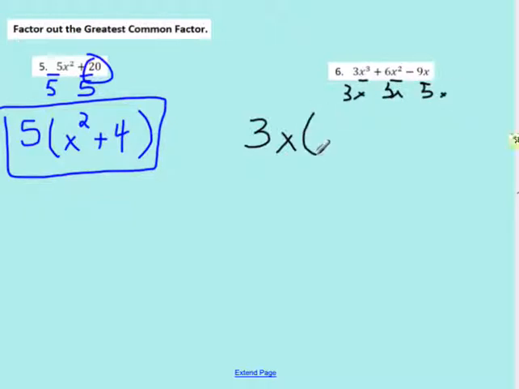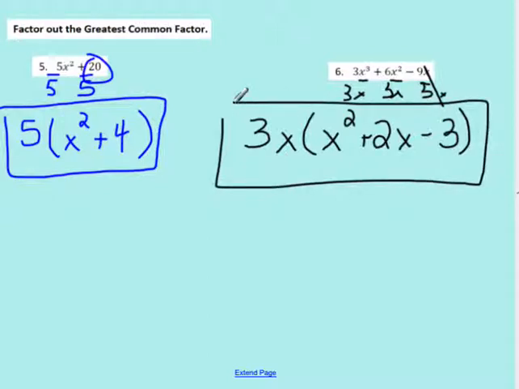So 3 divided by 3 is going to cancel out to 1, so that's going to be a coefficient. X cubed divided by x to the first is going to be x squared. And then 6 divided by 3 is going to be 2. X squared divided by x is just going to be x, because 2 minus 1 is x to the 1. Negative 9 divided by 3 is going to be negative 3, and that x over x is going to cancel out. So we're left with this guy right here.